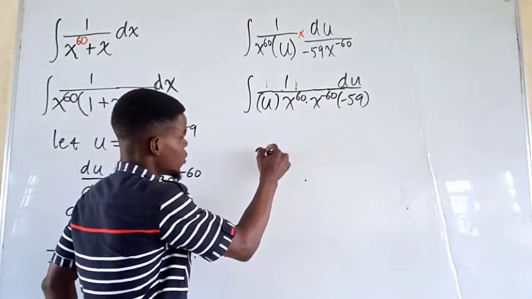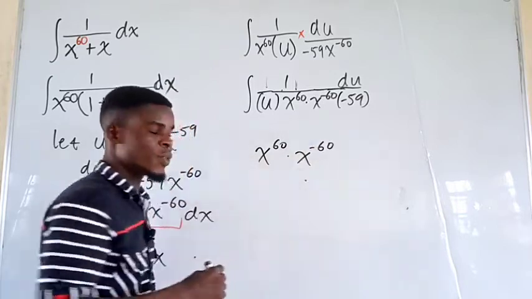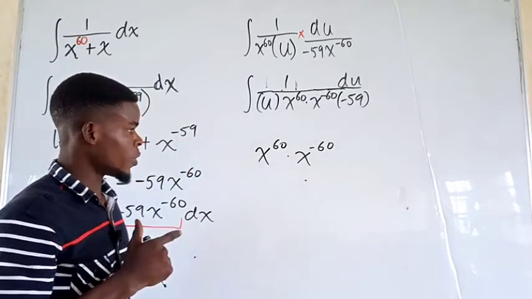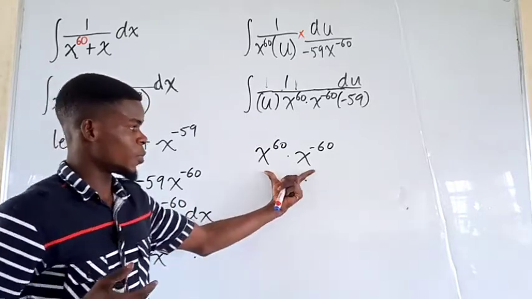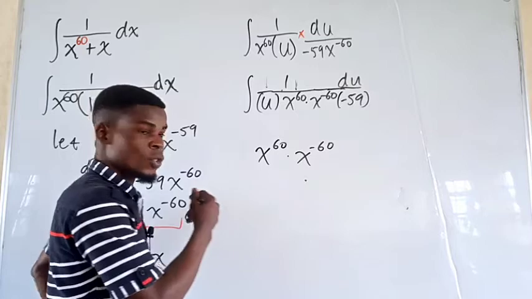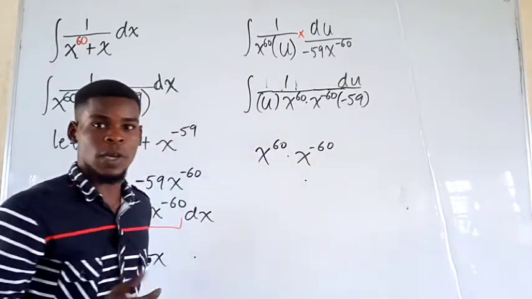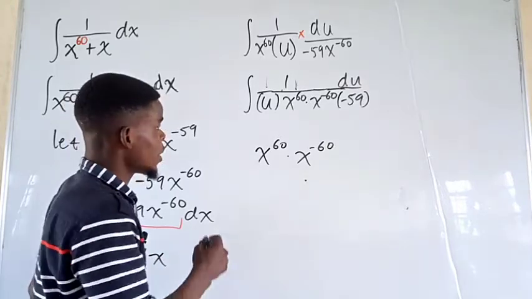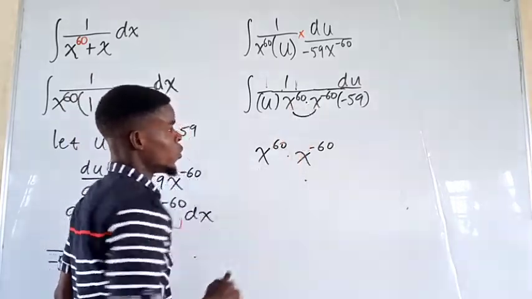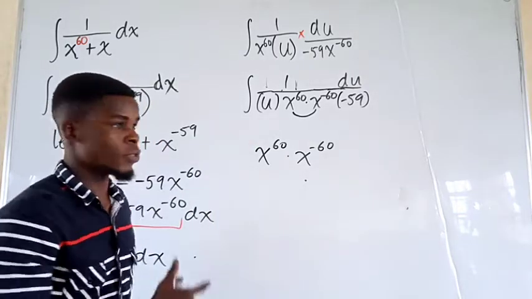Okay, so we see that the bases are the same. This is x to the power 60, and this is x to the power of negative 60. So since we are multiplying two numbers which have exponents, to multiply them together we need to add the power since the bases are the same. So adding 60 to negative 60, we are going to arrive at 0. So x to the power 0 is going to be 1. Alright? That means the whole of this will get to 1, which doesn't affect anything when we multiply to another number.